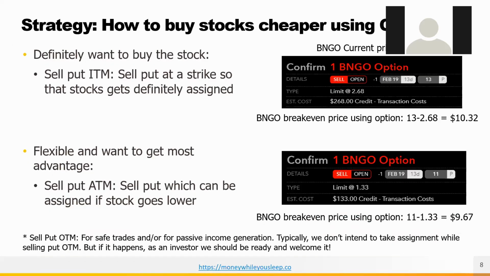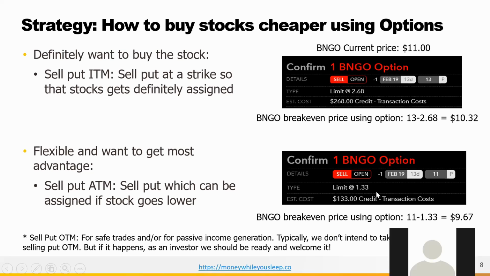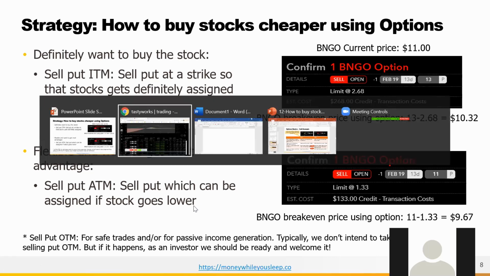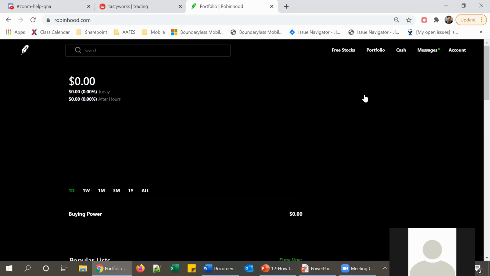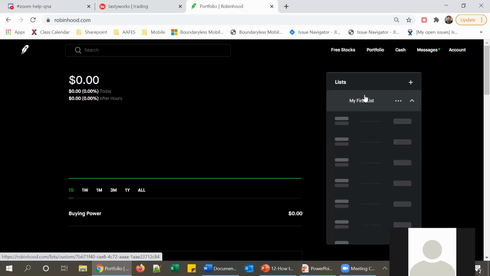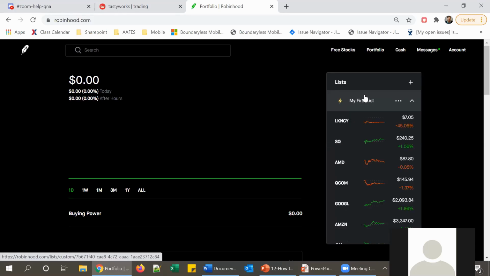Okay, so let's go here. How to buy stocks cheaper using options. This is something I wanted to cover today. We have already seen we can sell put out of the money. Let me show you an example on Robinhood first so that everybody is on the same page. Selling put out of the money basically means that the strike price will be lower than the current stock price.